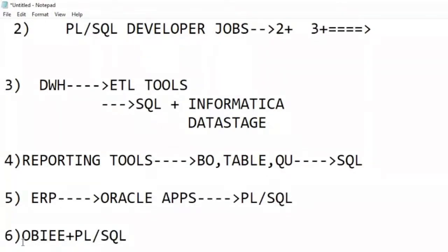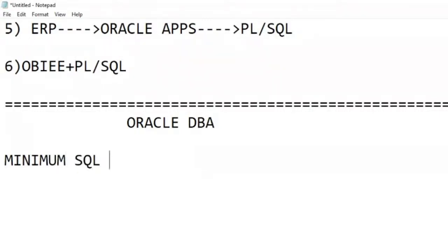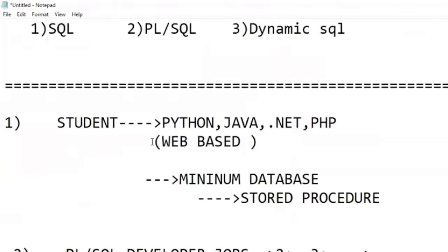Again, different persons: suppose you are not interested in the programming side, and you want the administration side and jobs there. In that case, DBA courses are there: Oracle DBA, SQL Server DBA, MySQL DBA, database administration courses. These persons also need minimum knowledge before learning those courses. Minimum SQL knowledge is required, and these persons also learn these types of courses.